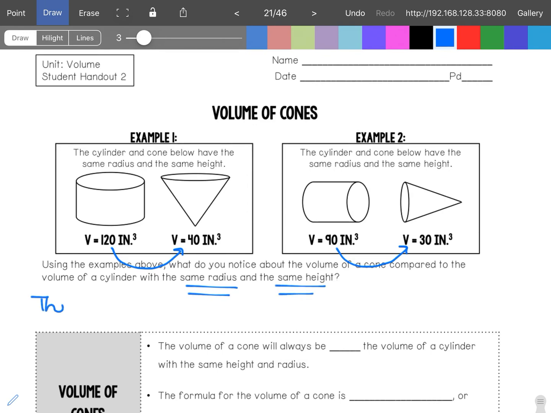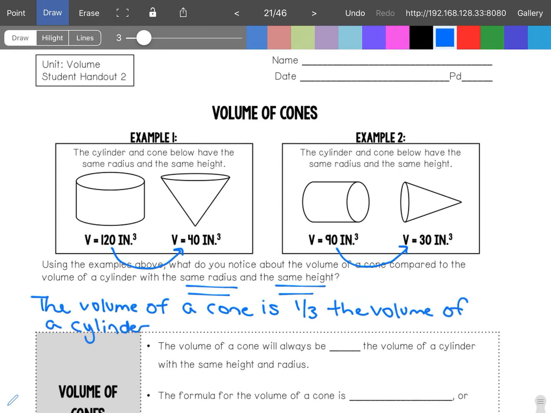So we're going to write the volume of a cone is 1/3 the volume of a cylinder if they have the same radius and height.